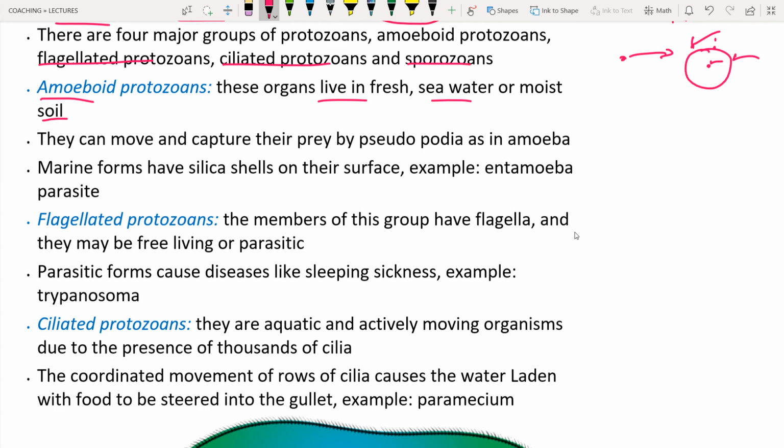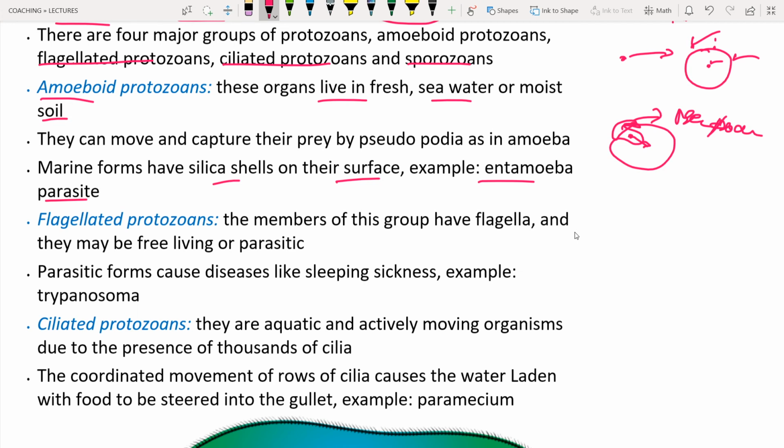When they find any food material or any prey, these organisms produce false feet or false finger-like projections. They are known as pseudopodia. The pseudopodia fuse together and engulf the food material inside. It means they take the material inside the organism for digestion. The marine forms have silica shells on their surface. Example, Entamoeba, a parasite, and so on.